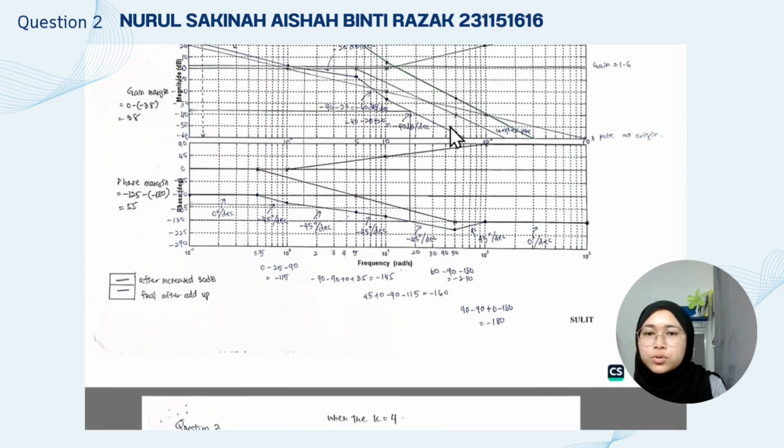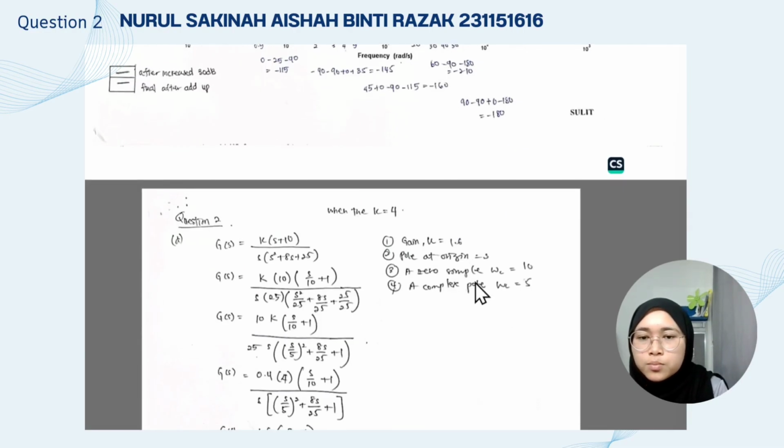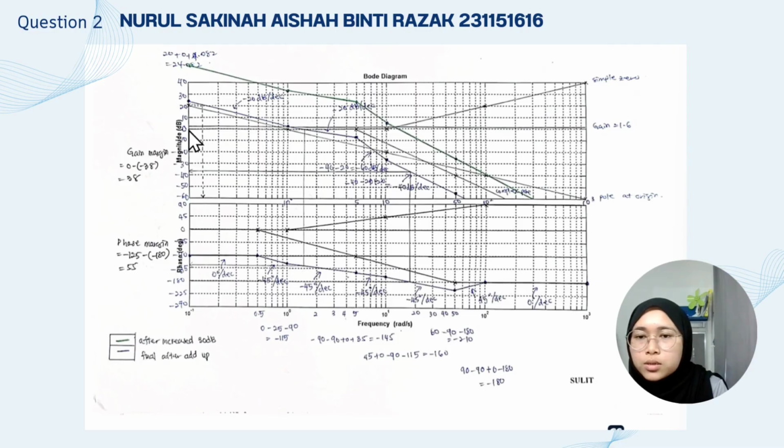And for step 3, the simple zero, we start from 10. So from here 0 until 10, we draw a straight line. It's also the same for the complex pole, or what we call the quadratic pole. It starts from 5, so we start from 0 until 5 here, and then we draw below, which is 50, because 5 multiplied with 10 gives 50 here.